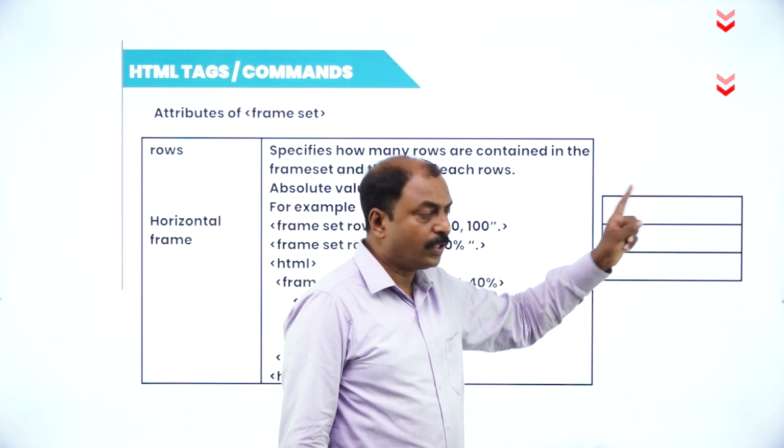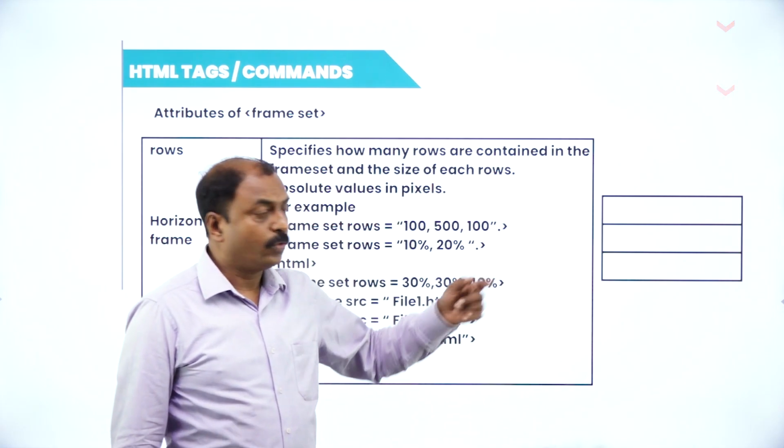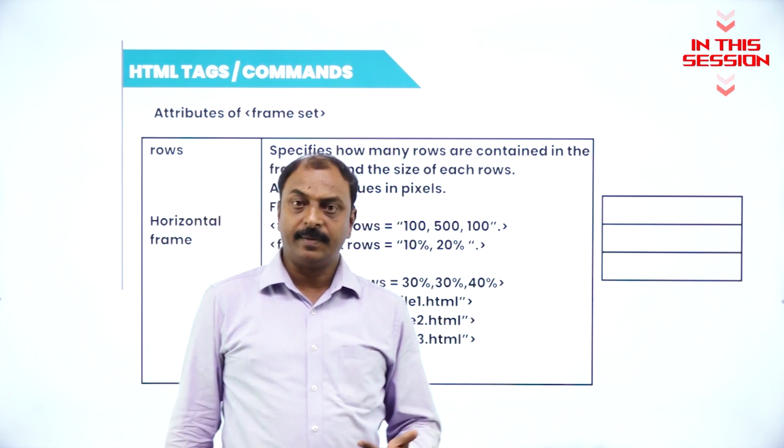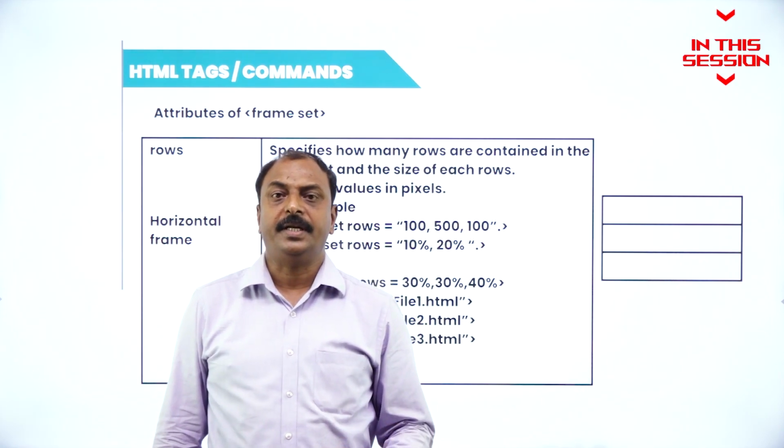The first frame loads one independent program. Second frame, second row, loads another independent program. Similarly, even for the third row, it loads a third independent program.